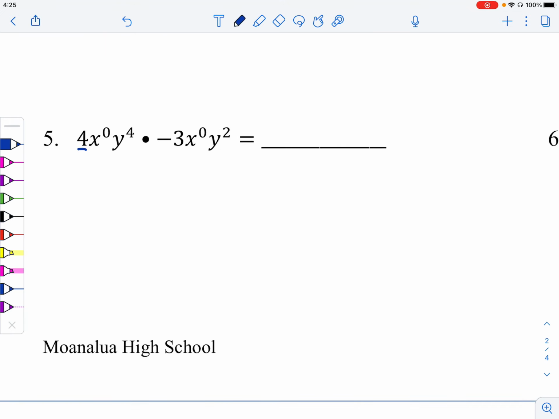Okay, so number 5, let's do this one. So we got 4 times, remember x to the 0, any number to the 0th power is 1, right? So that's going to be 1. Y to the 4th, we just write 4 y's. Then we go to the next one. We have -3. And then this again, x to the 0th power is another 1. And then y squared is 2 y's, y times y. Then we're going to multiply that.